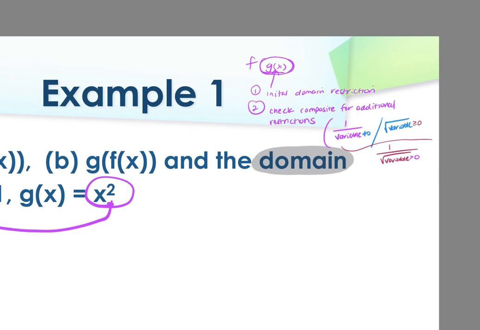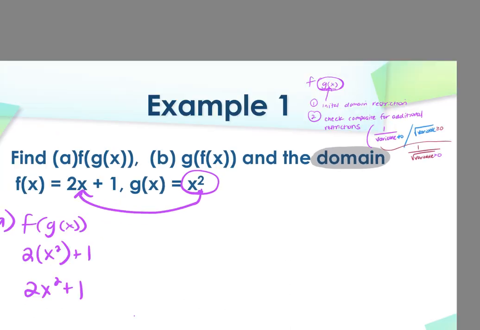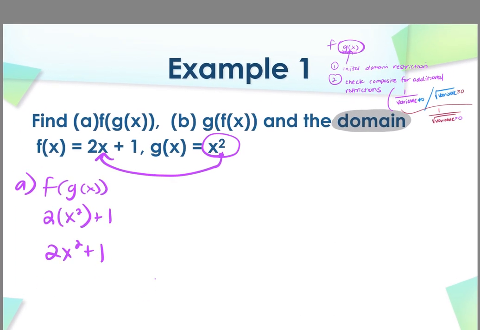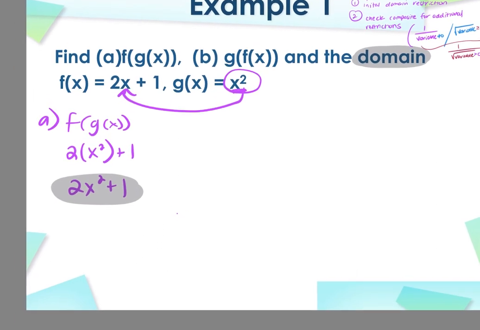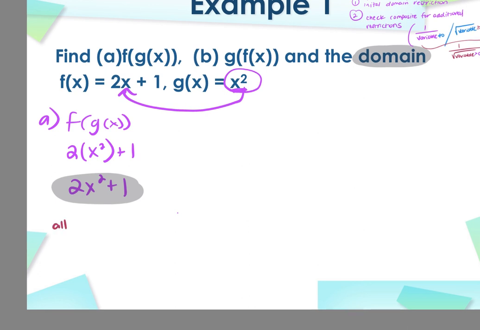Okay, so having said that, look at what we just did. We took g of x, we plugged it into f of x. So I go back to my original g. Is there a restriction on x squared? No, so I don't have to carry anything down. Then I check my composite function, the one I just made, 2x squared plus 1, and I say, is there a restriction on that one? There is not. So the domain of this would be all real numbers, or negative infinity to positive infinity.